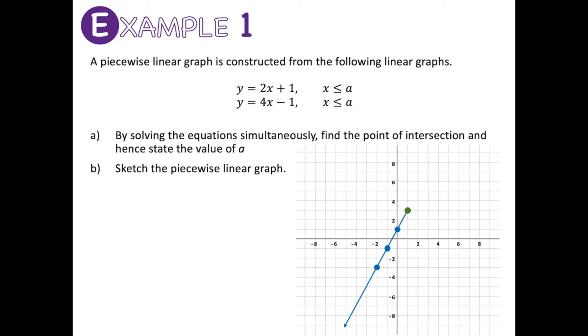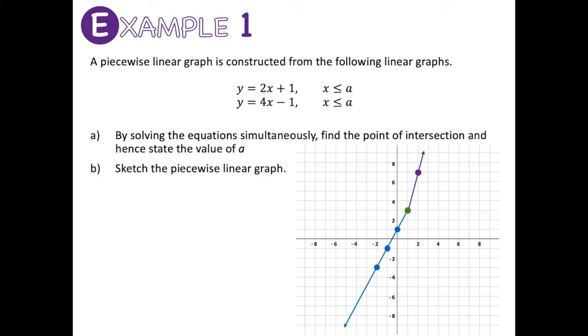Now on the right hand side, it is going to be y equals 4x minus 1. So that means my gradient is going to be 4. So every time I go over 1, I go up 4. So I can use that to mark a second point and then join my points with a straight line. And now I've created my piecewise linear graph, where the graph consists of the two equations provided in the question. So that's an example of a piecewise linear graph.